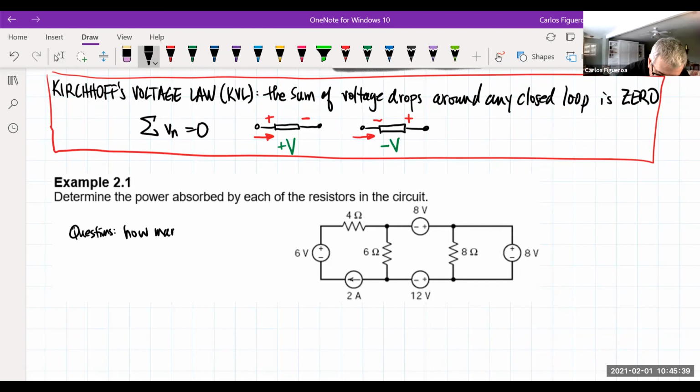How many nodes? Well, for starters here, I'm going to say wherever I have a wire, so I got 1, right? Here's 2, 3, 4, 5, and then finally, I'm going to say this is 6.